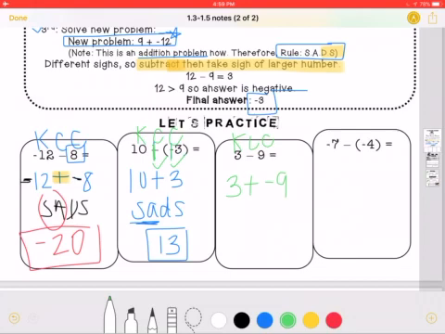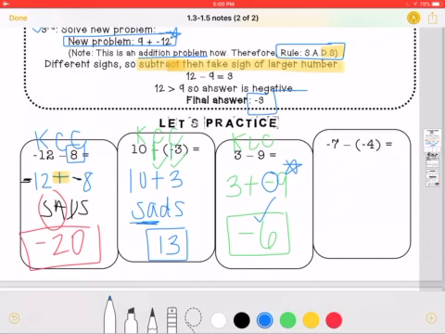Hopefully you got -6. If you did, you are correct. They have different signs. You should have subtracted them. So 9 minus 3 is 6. And then take the sign of the larger number. 9 is larger, so my answer is negative.